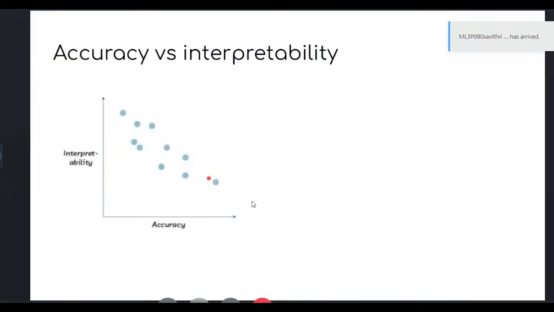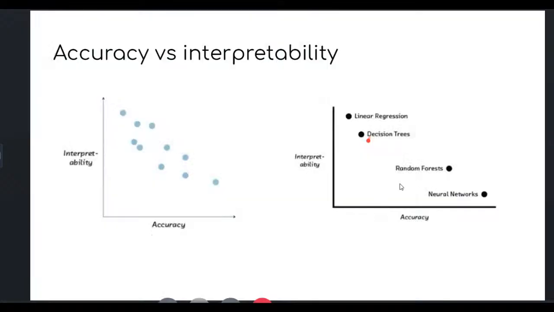For example, this is one example where you can see where models fall. Linear regression, interpretability is high, but accuracy is low. On the other hand, neural networks, accuracy is very high, interpretability is very low. And there are models like decision trees, random forests, where they fall in between. So this is generally observable because these models are simple, linear regression and decision trees. The accuracy may not be high.